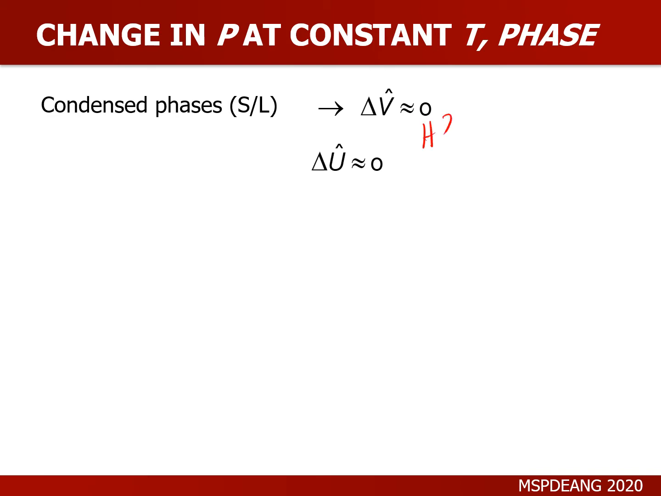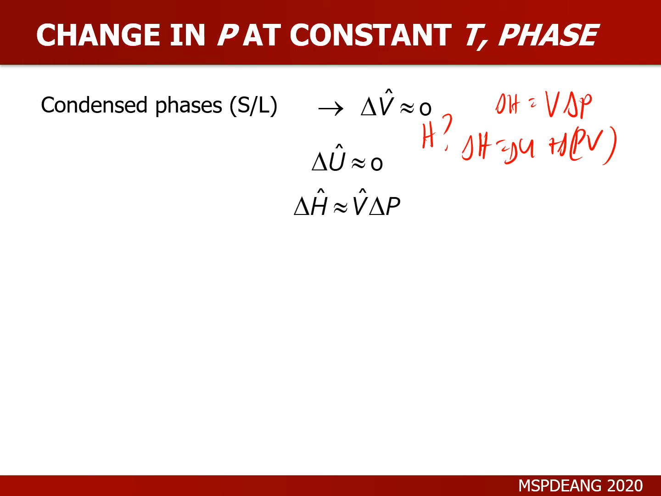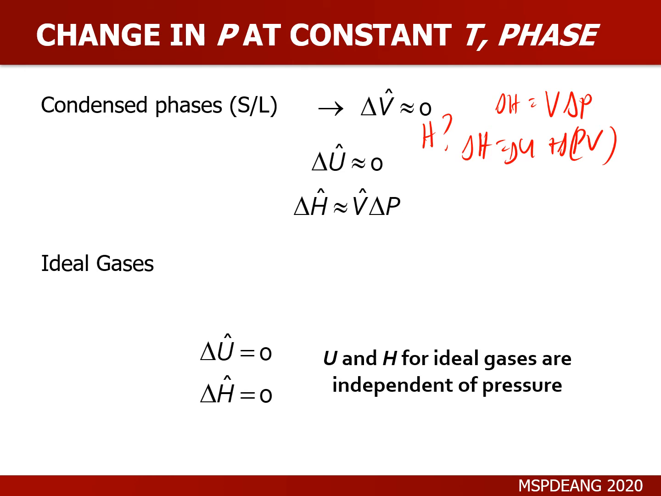Now, what about enthalpy? For enthalpy, recall H is equal to U plus PV. Thus, delta H is equal to delta U plus delta PV. If delta V is approximately equal to 0, therefore delta H is equal to V times delta P. So delta H is approximately equal to V delta P, where V is the specific or molar volume at this particular temperature. And for ideal gases, delta U is equal to 0, and delta H is also approximately equal to 0, since U and H for ideal gases are independent of pressure.